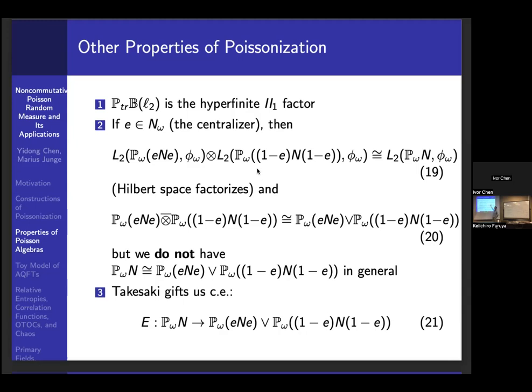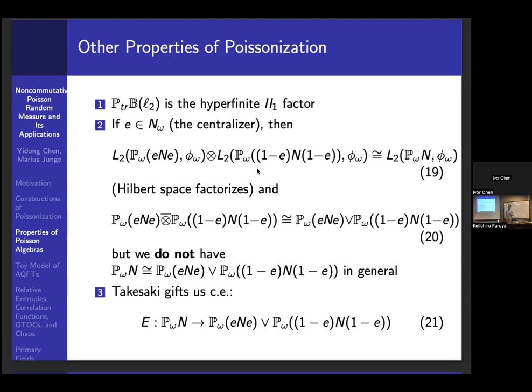Why? All three Hilbert spaces you see in this equation 19 are Fock space. That's true for Fock space, that's true for L2 of Poisson algebra, because they're the same. But on the algebra side, unfortunately, you don't get everything in general. There are situations where you get everything, but in general, you don't have this isomorphism. But the nice thing is, Takesaki tells us that I have a conditional expectation from the largest piece to the small piece generated by local stuff. So when we use it, you should always think about the projection E as restricting the large algebra to a local piece.